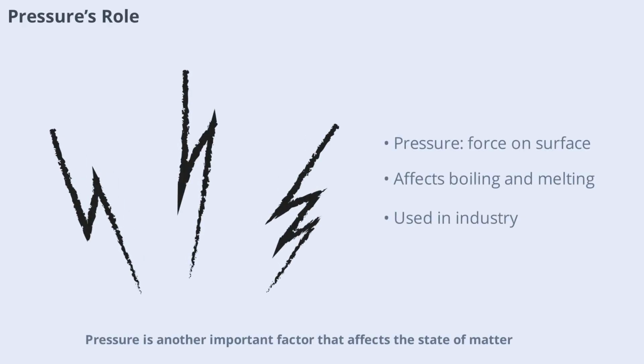Pressure is another important factor that affects the state of matter. Pressure is the force applied to a surface by the particles of matter. Increasing pressure can force particles closer together, sometimes causing gases to become liquids. For example, high pressure is used to liquefy gases for storage and transport. On the other hand, reducing pressure can make it easier for liquids to boil or solids to sublimate. Pressure plays a big role in everything from weather systems to industrial processes.